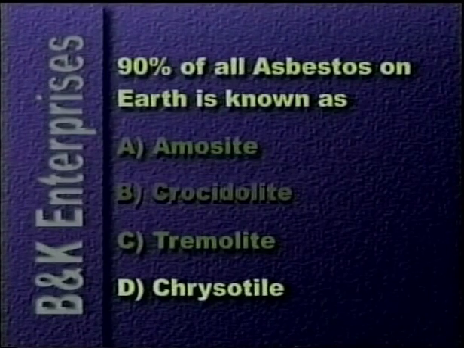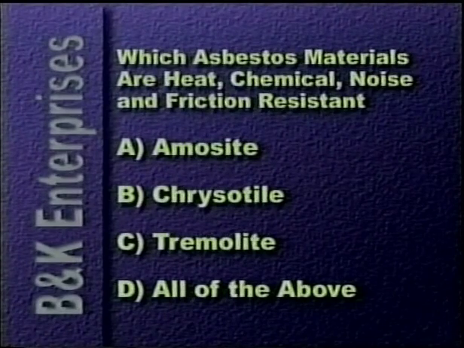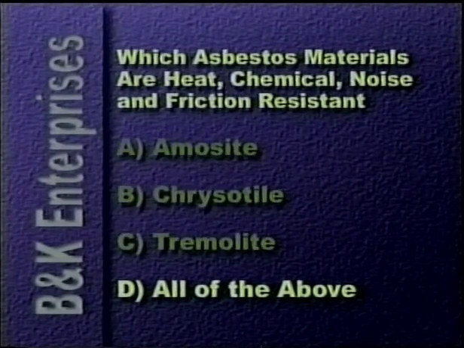Chrysotile. Number 4. Which of the following asbestos minerals are heat, chemical, noise, and friction resistant? A. Amosite, B. Chrysotile, C. Tremolite, or D. All of the above. The correct answer is D. All of the above.